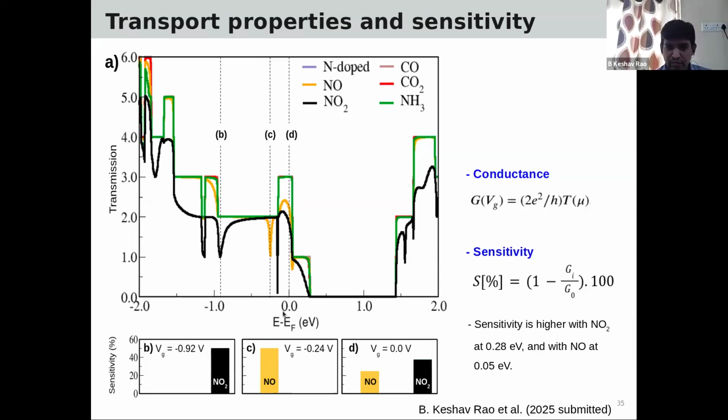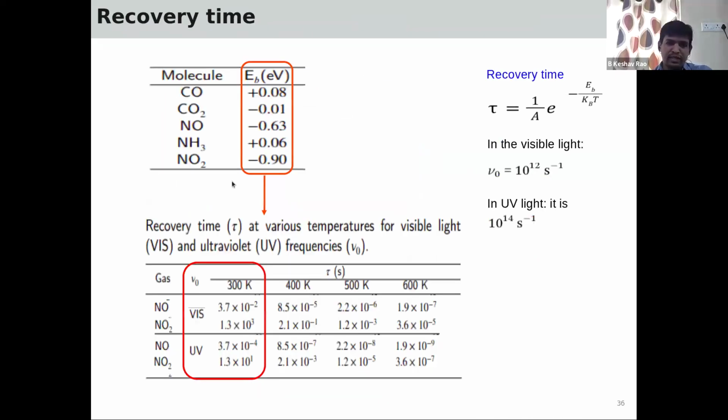Now, similarly, at HoP level, when 0 biasing is applied, both will be sensed, but NO2 around 37% and NO around 24%. So depending on how much biasing voltage is applied, we will have that kind of response. This formula was followed. The same binding energy is also used, as we have discussed: if you have binding energy, the recovery time can be calculated by following this one, similar to the previous.